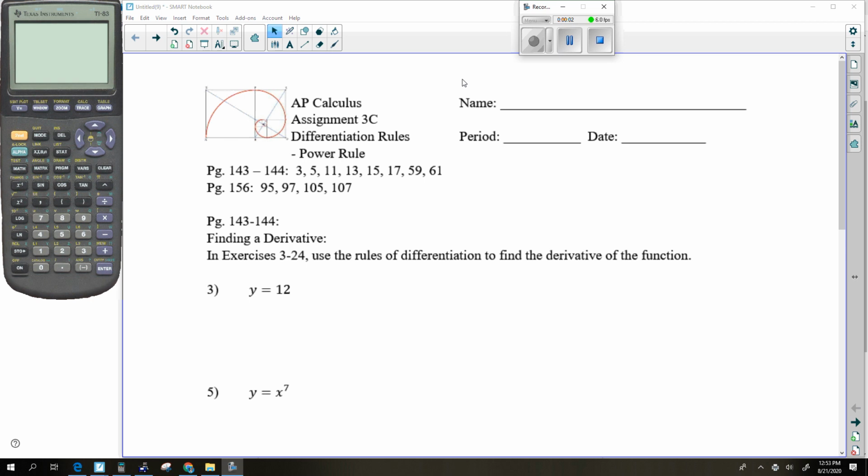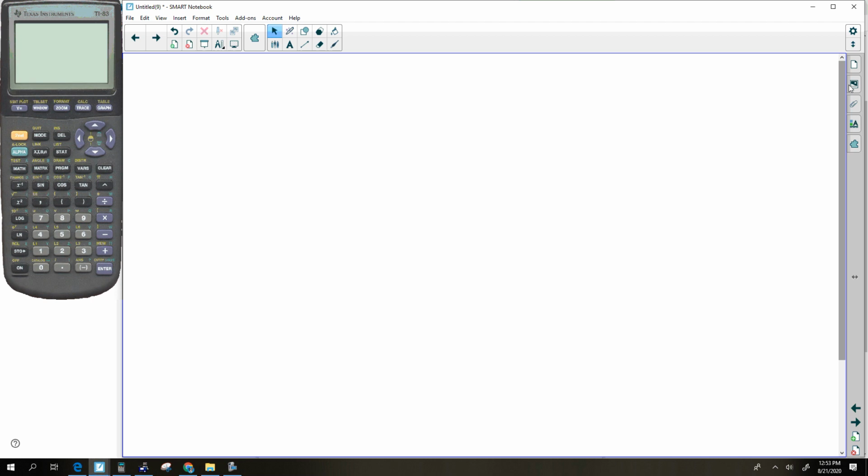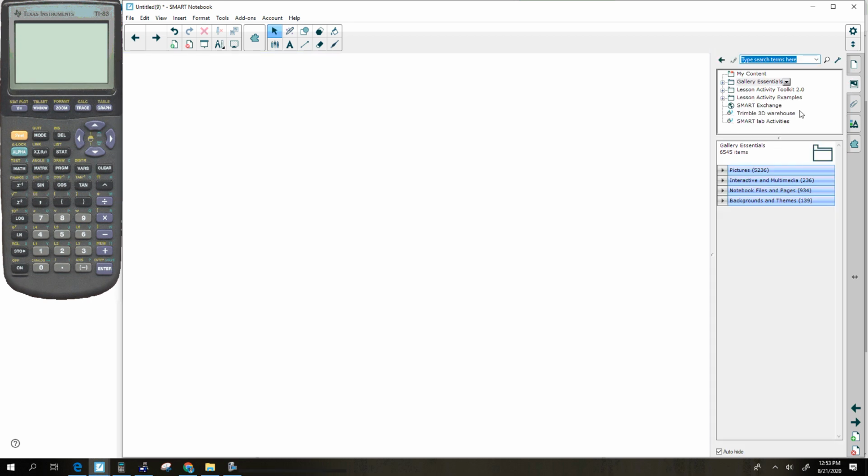And away we go. Assignment 3C. 3C for AP Calculus, the power rule. This is what we were talking about last week. The power rule is, in general, this. This is what the power rule is.